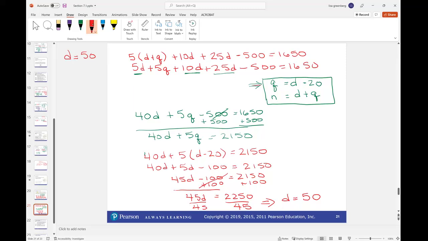Now I can go to my first equation because I know I have 20 less quarters than dimes. So the number of quarters I have is 30, right? And then I just have to know how many nickels I have. Well, nickels I have is 50 Q plus D, which is 50 plus 30, or 80. So I've now found out how many of each thing I have, right? I have 50 dimes, 30 quarters, and 80 nickels.